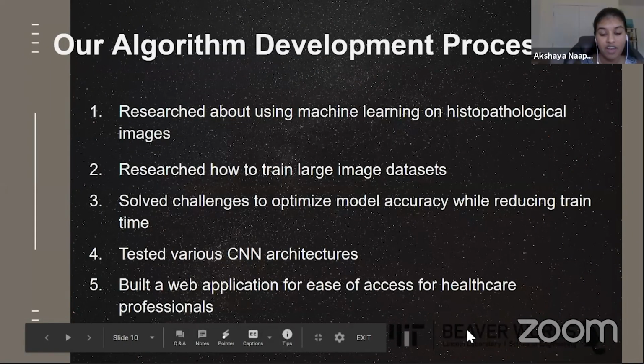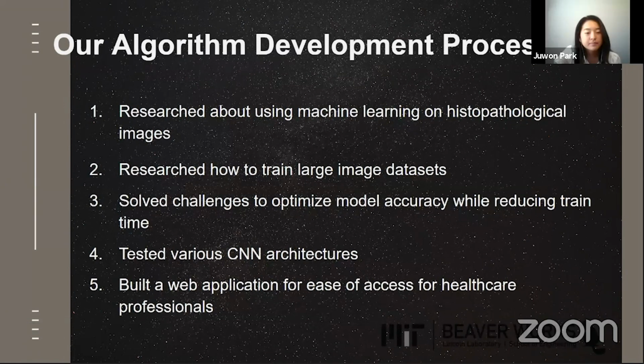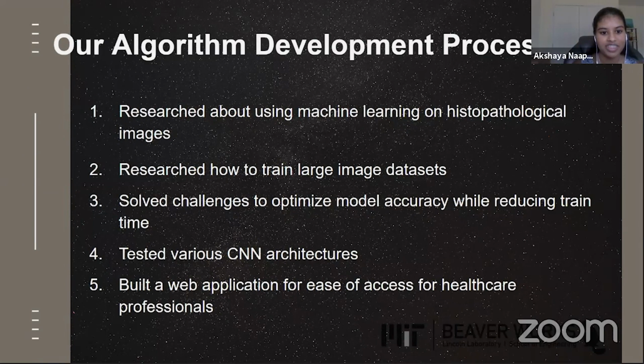So, our algorithm development process. First, we read published studies done on the analysis of histopathological images to find techniques they used and how they pre-processed their images for better models. For example, we read a published study that analyzed the histopathological images of neck tissue, which helped us a lot. Then we researched how to train large image data sets. We learned that we had to create a smaller data set to test our models to see if they were any effective before training our real data set, which took hours to run. And then we solved challenges to optimize model accuracy while reducing train time.